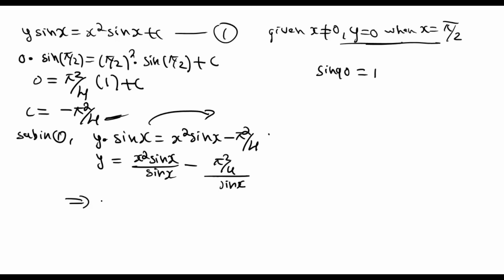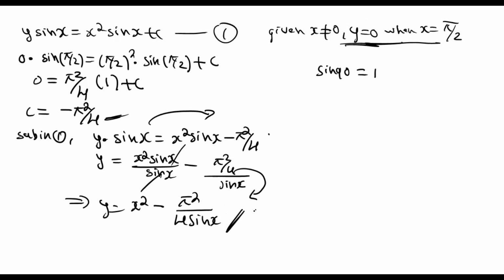This implies y is equal to, sin x gets cancelled, x square minus, we can write it as pi square divided by, you can take 4 to the denominator, 4 into sin x. So this is the particular solution for the given differential equation with the condition y equal to 0 when x equal to pi by 2. Here you need to write where sin x is not equal to 0, because if sin x equals 0, the denominator is 0, then that value is not defined.